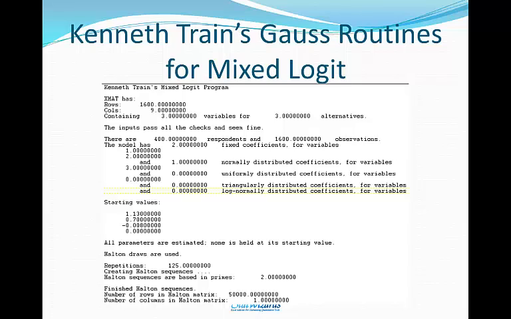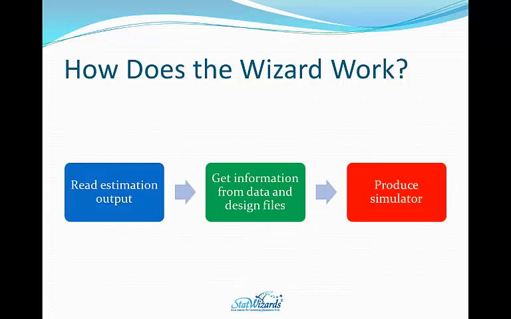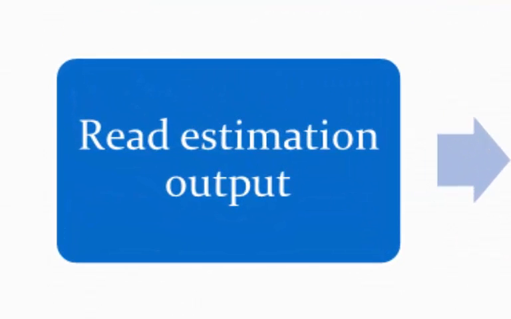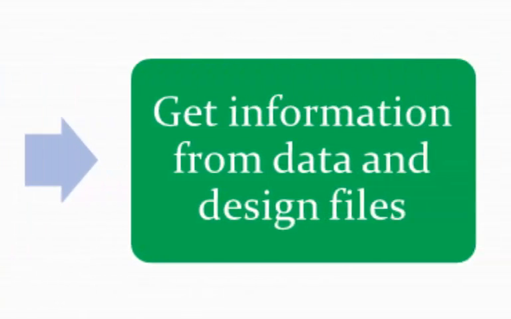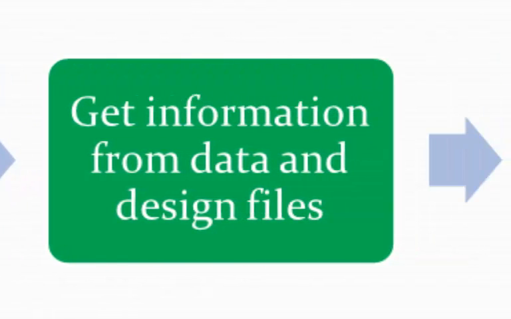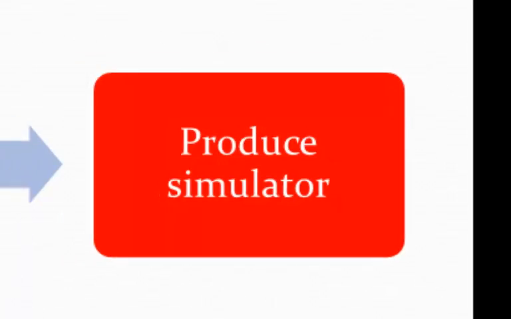As a special benefit, if you use a different source, we can incorporate it into the simulator at little or no charge. So how does the wizard work? Starting from one of the outputs you just saw, the wizard identifies the estimation package, gets data from survey results and design files, asks a few questions, and builds a simulator.